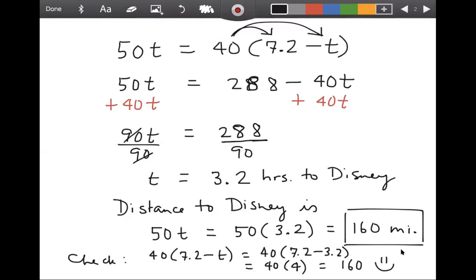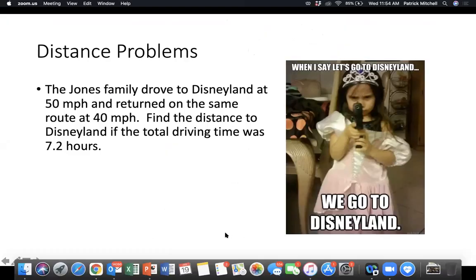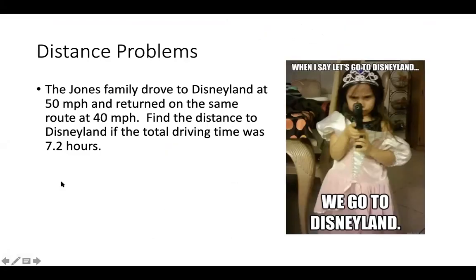Okay. So as I said, I've done this problem many times, and after a while, I started to get a little obsessed with it. And my obsession specifically was, where does the Jones family live? If they live 160 miles from Disneyland. So imagine that they live 160 miles north of Disneyland, and use your knowledge of the great state of California to make a guess where the Jones family lives. Do you think they live in Merced? Do you think they live in Fresno?